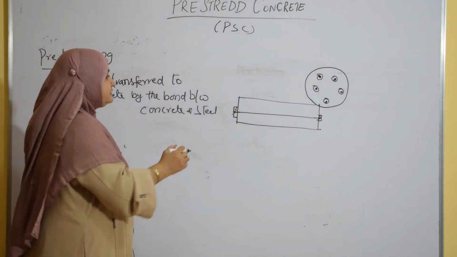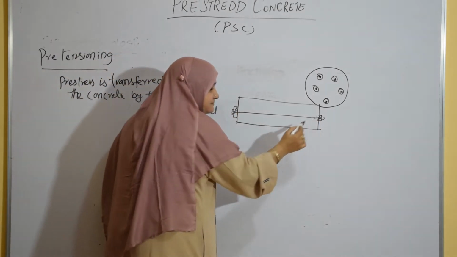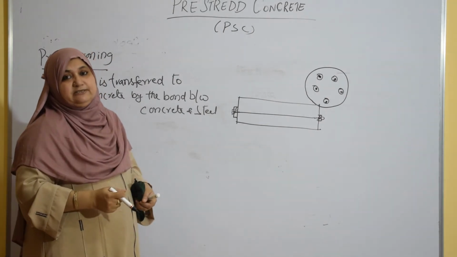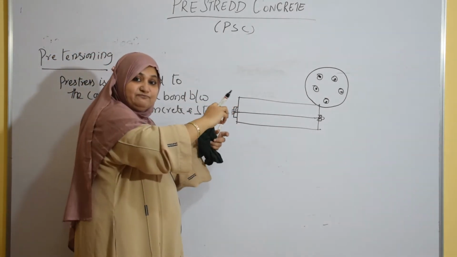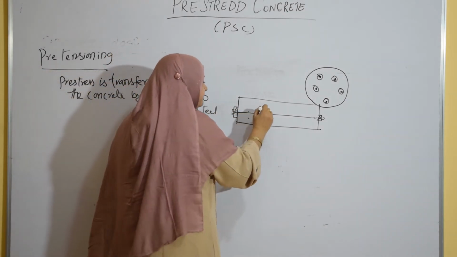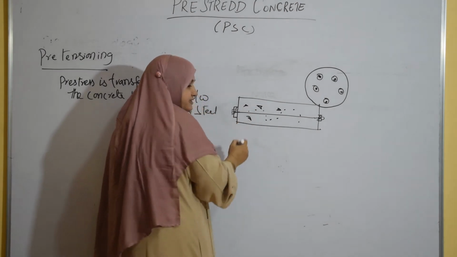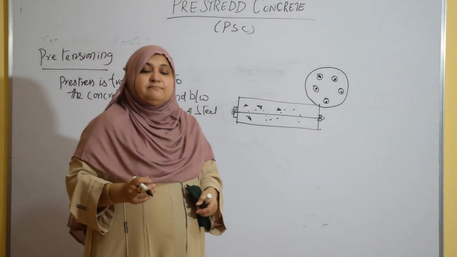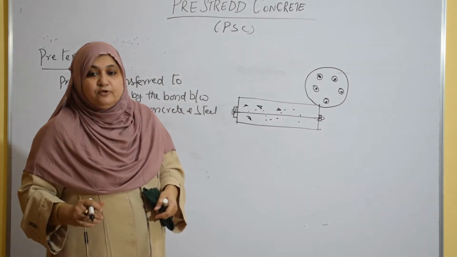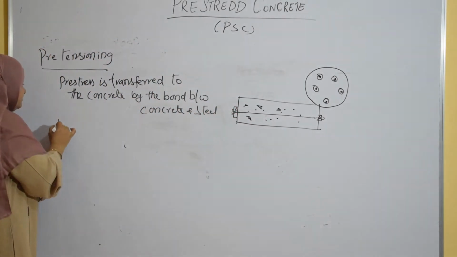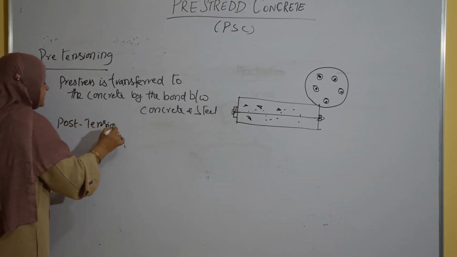Fine. So this will be tensioned by means of some jack. It will be given some tension before the concrete is placed. So once it is tensioned, then concrete will be poured. So this is called pre-tensioning. So how is the pre-stressing happening? By the bond between the concrete and the steel. Then post-tensioning. Second is post-tensioning. So the name itself will give you an explanation.